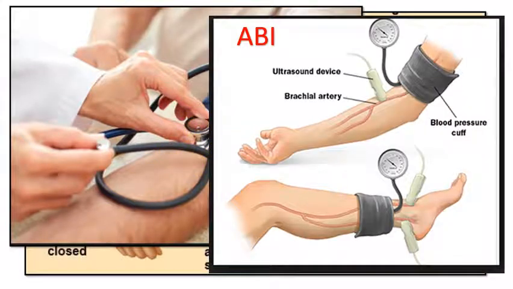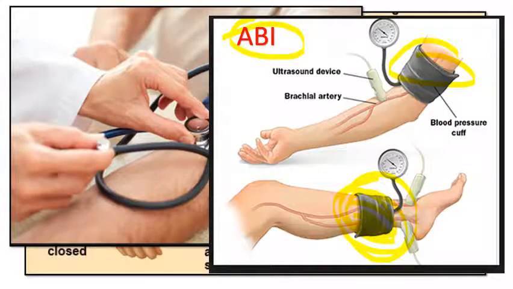And we mentioned in the last lecture that if you measure the blood pressure at the brachial artery and then the blood pressure at the ankle artery, then if you take the ratio of the ankle systole over the brachial systole, you get something called the ankle brachial index. And if that ratio is less than 0.9, then you might have something called peripheral artery disease.